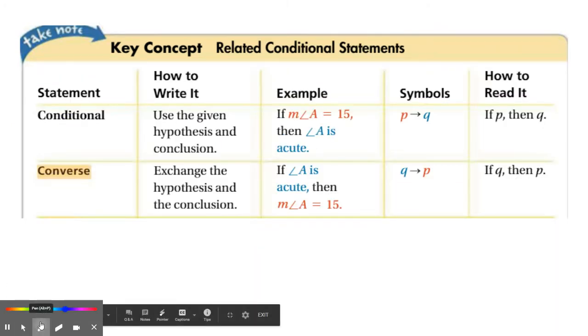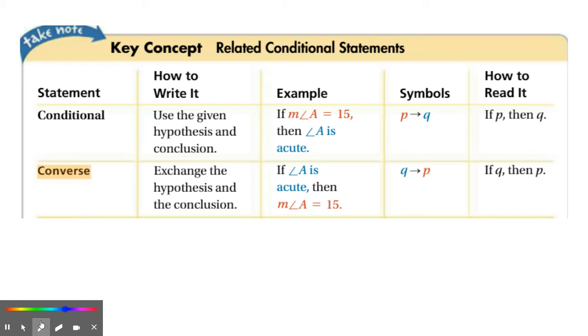Now, as we move forward, sometimes you will learn a conditional statement as a theorem, and then we'll reverse that statement, and that'll also be a theorem. And this is called the converse. So, in our conditional statements, again, we have a hypothesis and conclusion. For instance, if the measure of angle A equals 15 degrees, then angle A is acute.